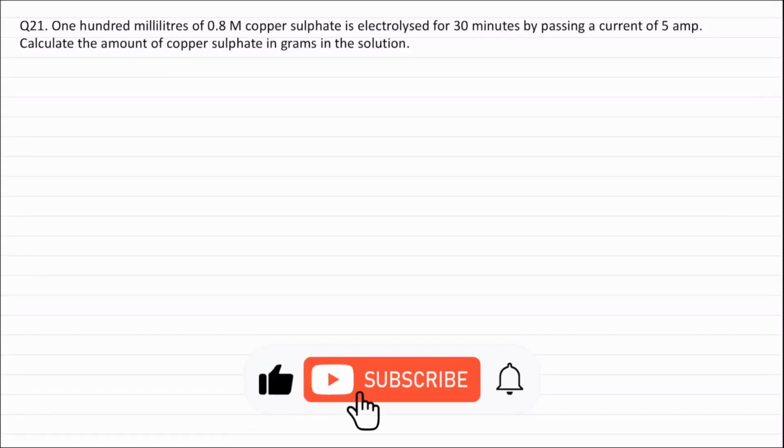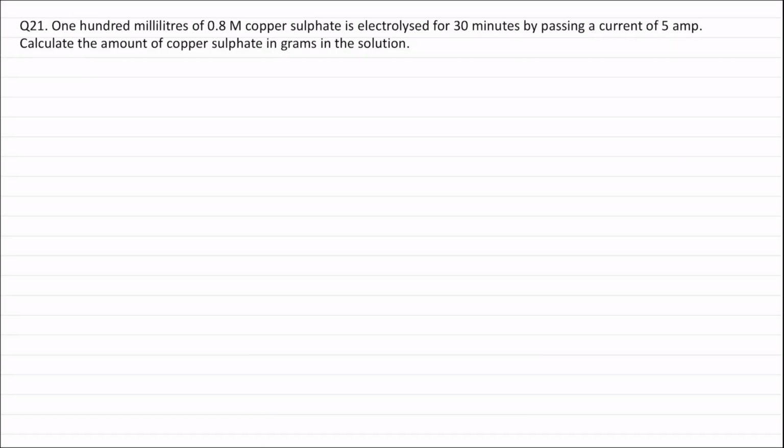Question 21. 100 milliliters of 0.8 M copper sulfate is electrolyzed for 30 minutes by passing a current of 5 ampere. Calculate the amount of copper sulfate in grams in the solution. Now in this question, we have to find out the amount of copper sulfate in grams in the solution.